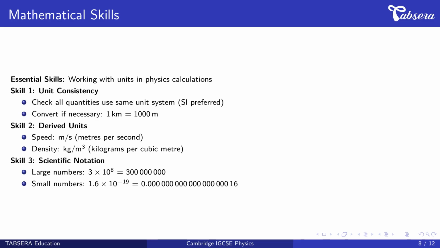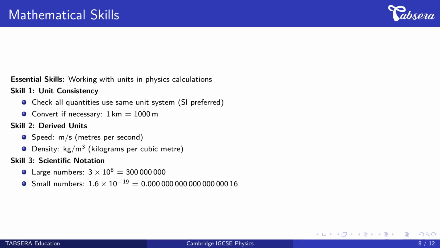Always check that all quantities use the same unit system. SI units are preferred internationally. Convert when necessary. 1 kilometre equals 1,000 metres, so always convert to base SI units before calculating. This prevents errors and ensures accuracy.